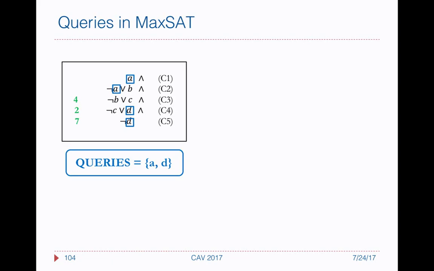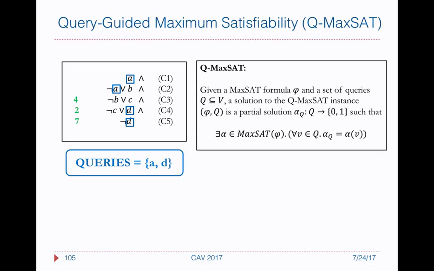And so this motivates the need for so-called queries at the level of MaxSAT. The original MaxSAT problem only had one input. Now we allow another input, which is a set of queries that the user is interested in. And this induces a problem called QMaxSAT, which simply says, given a MaxSAT formula and a set of queries, come up with a partial solution, which is an assignment to just the query variables, but with the following completeness guarantee: that this partial solution can be extended to yield a complete solution that is optimal.